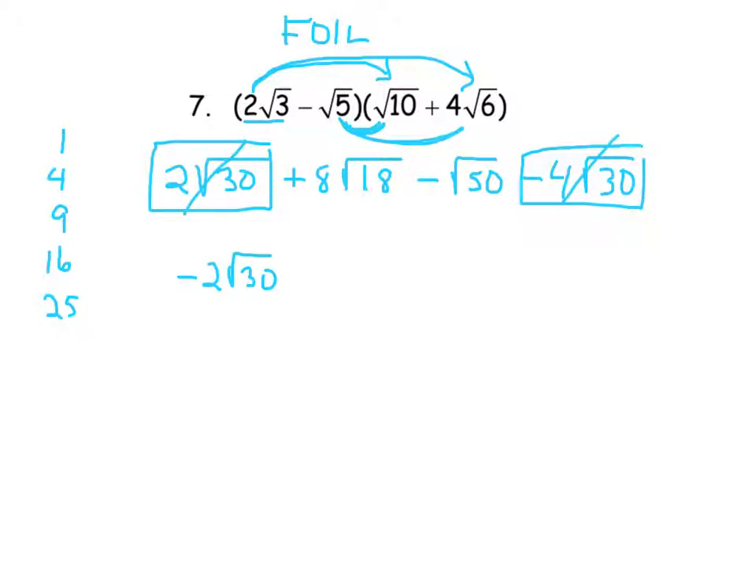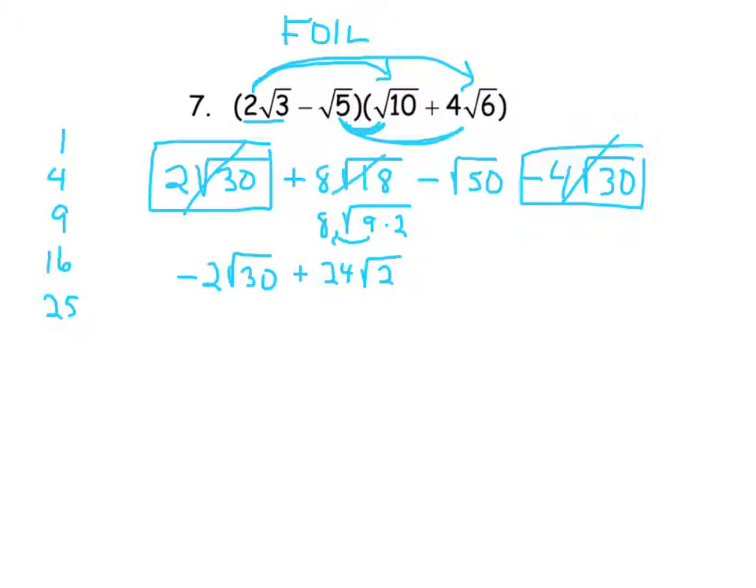Now I'm going to look at 18. And 18, so I have 8, and then I have this, which breaks down into 9 times 2. And I know that the square root of 9 is 3. So I'm going to take a 3 and multiply it times 8. 3 times 8 is 24. And then I still have a radical 2 right here.